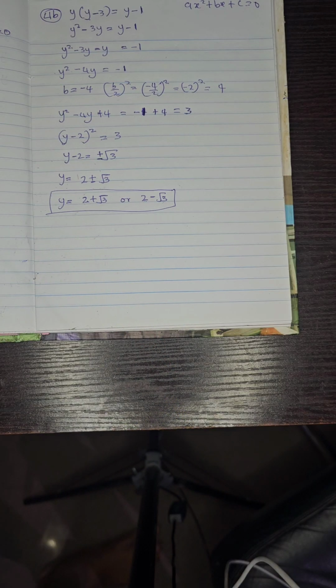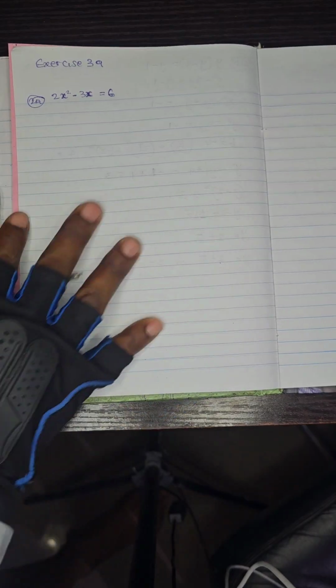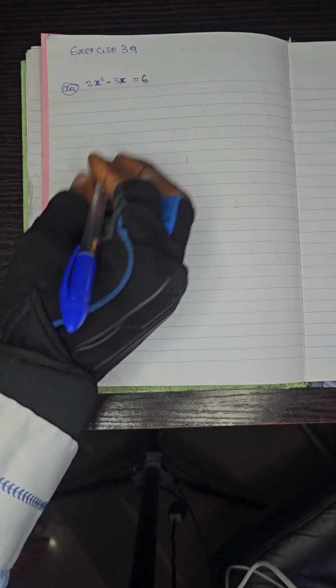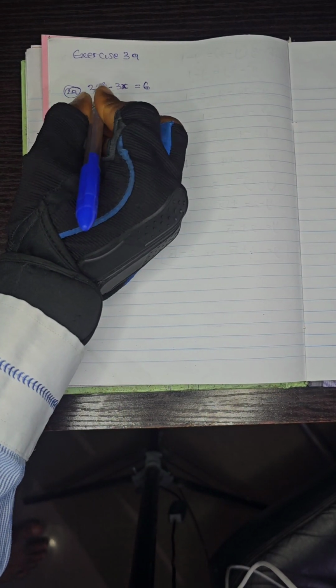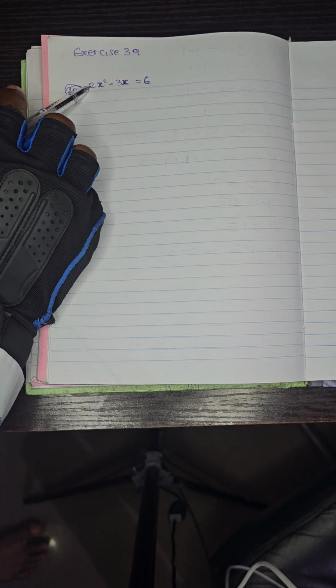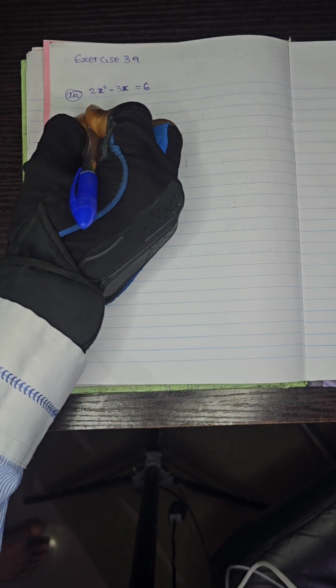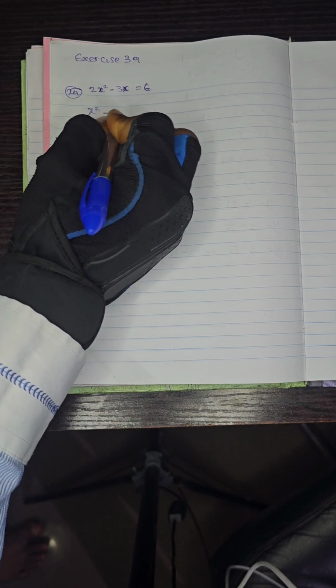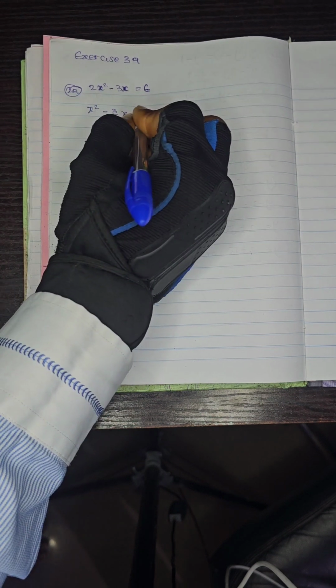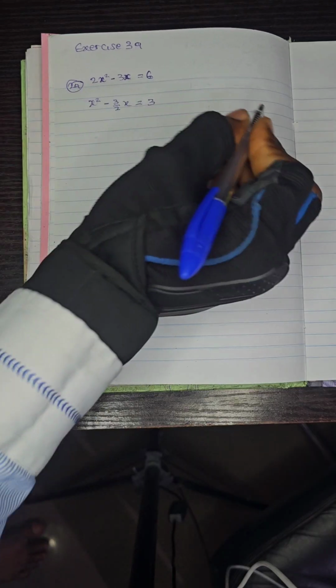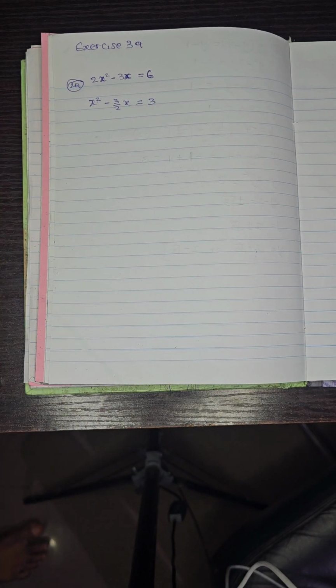So let's solve another one. This is the next question. Now it's already in the form we want it to be, so we are not touching it. But the only thing is that a here is 2, so we have to make a to be 1. So it will be x squared minus 3 over 2x equal to 3. By the time you divide all of them by 2, this is what you get.